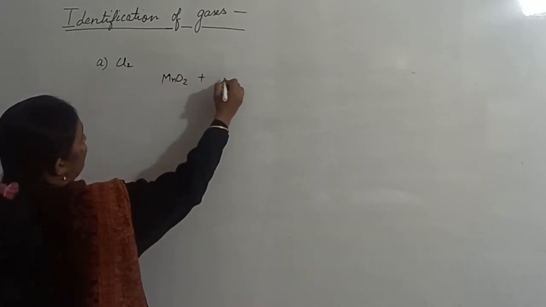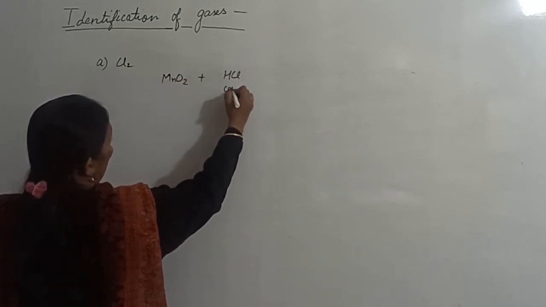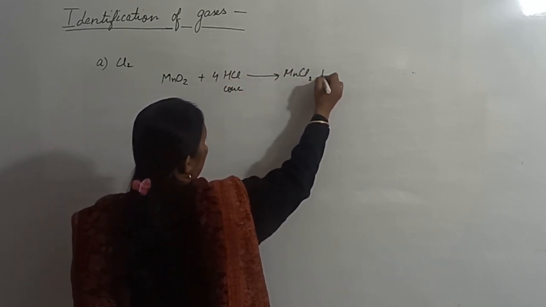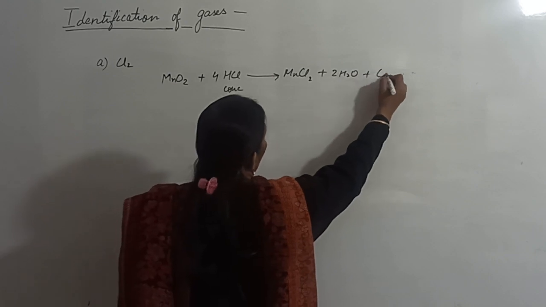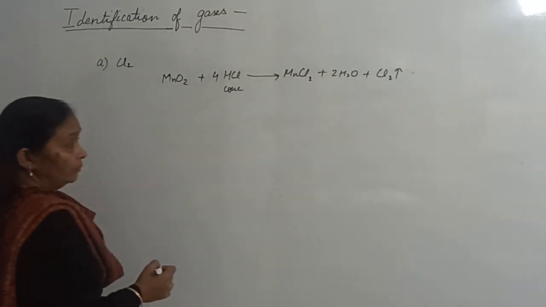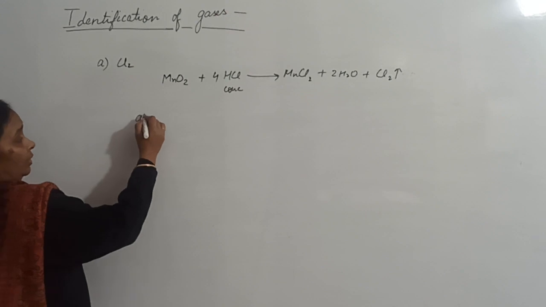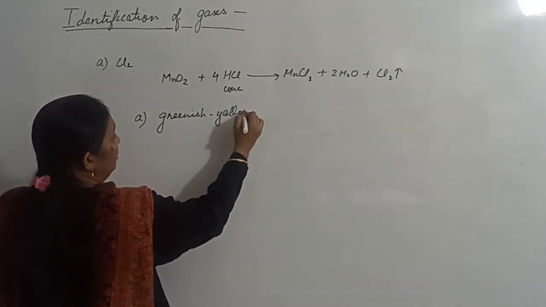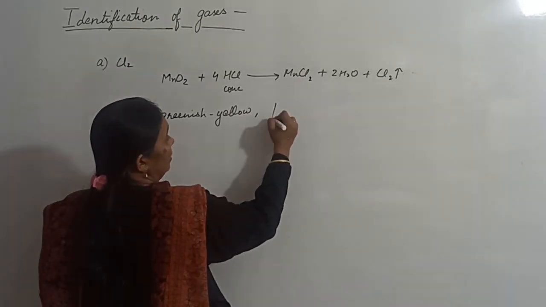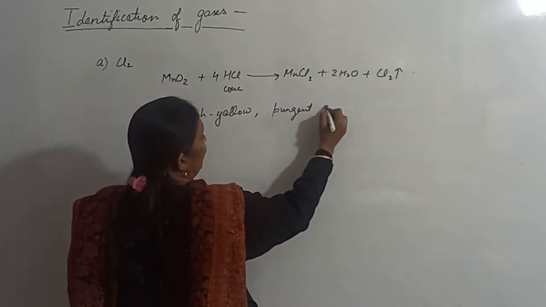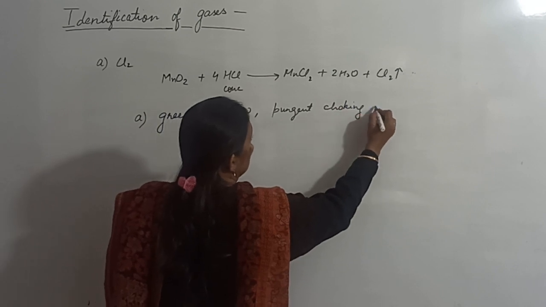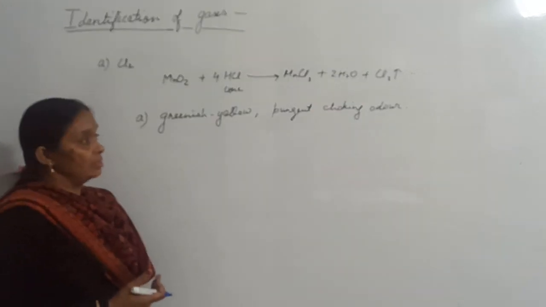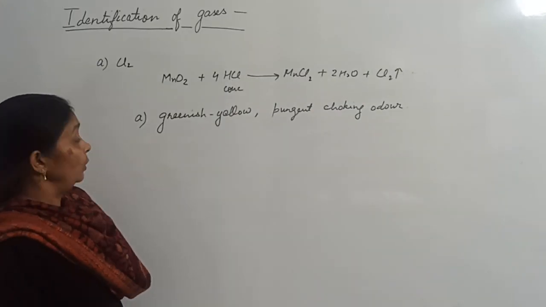Let us take manganese dioxide and react it with concentrated HCl, 4 molecules. It will result in formation of MnCl2 plus 2H2O plus this gas chlorine. If you observe this gas chlorine, it will be greenish yellow in color and it has a pungent choking odor. If you observe these things, you can say that the gas can be chlorine.